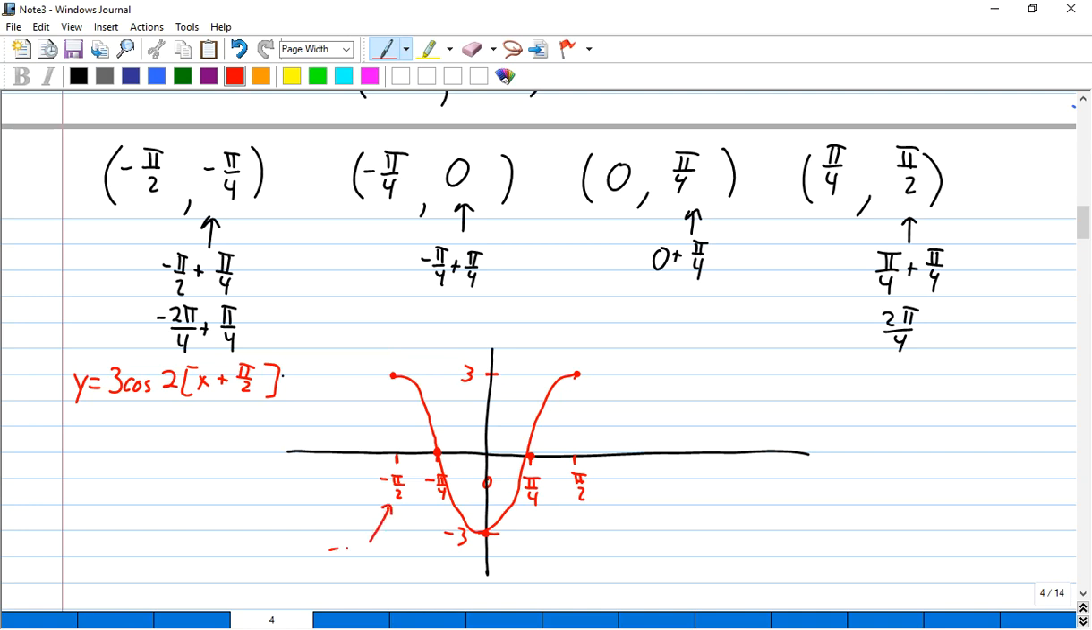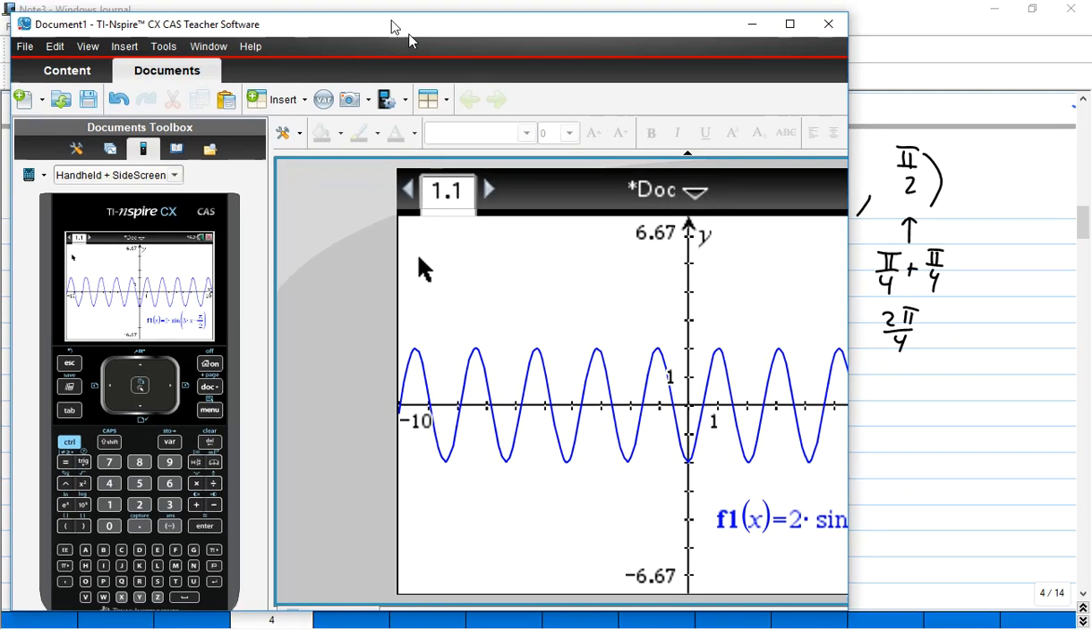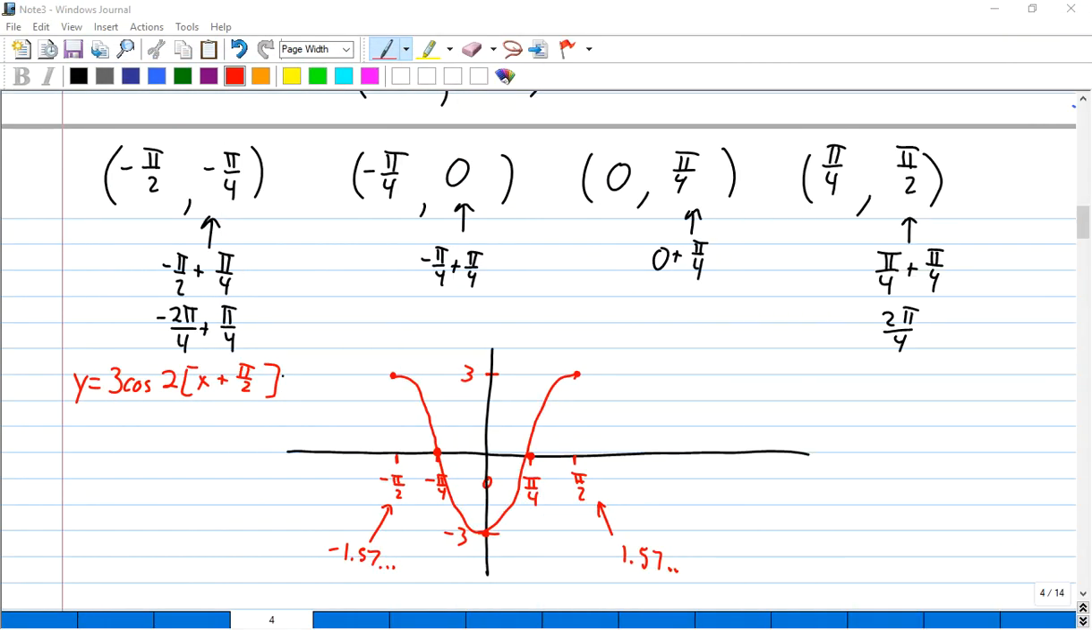So if we were looking at values in the calculator, what would that mean? That means right here, that would be negative 1.57-ish. And that would be positive 1.57-ish. So our window on the x-axis on the graphing calculator is usually like negative 10 to 10 or something like that. So what that means is if we were looking at that graph, there would be a lot of these periods that's going to be shown. So let me put that in the calculator and show you what I'm talking about.